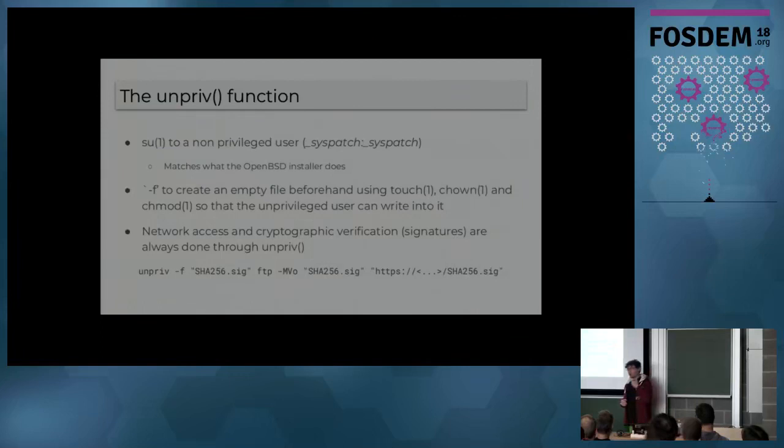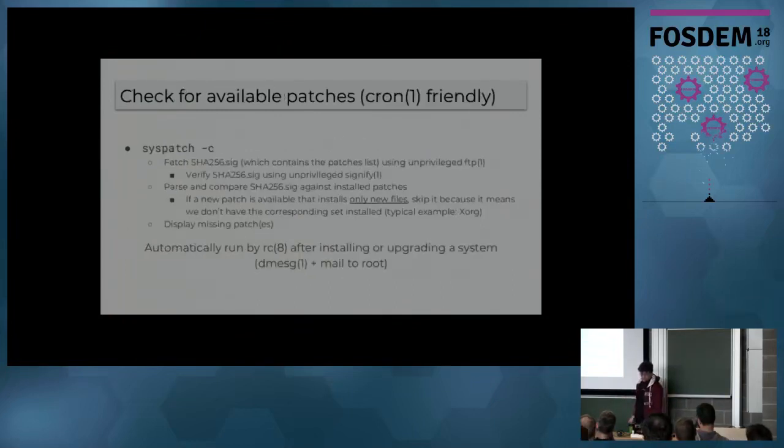You may want to pass an argument to this function. As an unprivileged user you want to go online, but of course you sometimes need the right to download something and write it somewhere. So with the -f option, the loss of privileges will happen after the file has been created. As I said, everything that's network related or crypto related will be done using this function, which is basically what we do in syspatch to fetch the SHA-256 signature file.